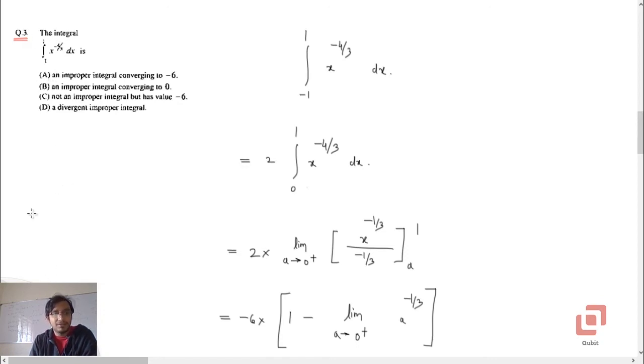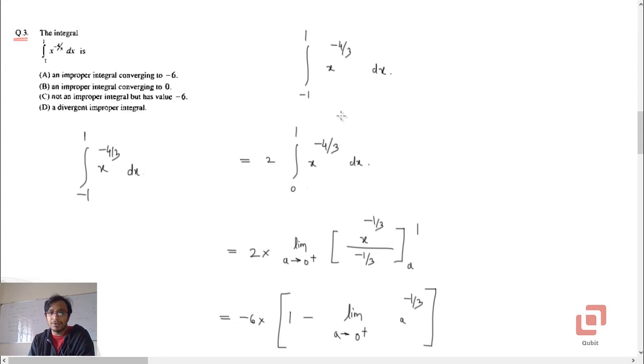The integral from -1 to 1 of the function x to the power -4/3 with respect to x. Because this is an old paper, the font quality isn't good, so I have written it again. The options are: an improper integral converging to -6, an improper integral converging to 0, not an improper integral but has value -6, a divergent improper integral. First of all we need to check whether it is an improper integral, and if it is, does it converge or does it diverge.